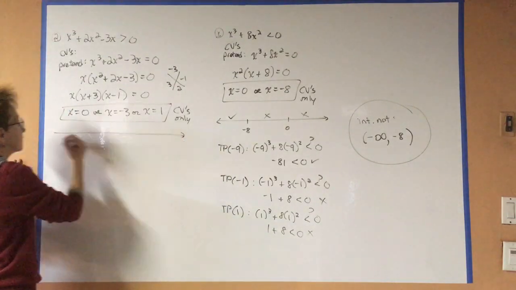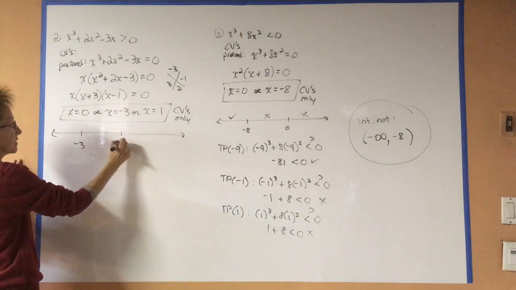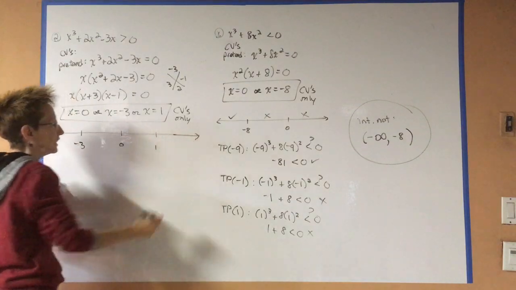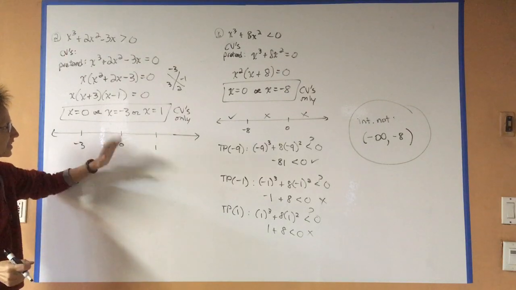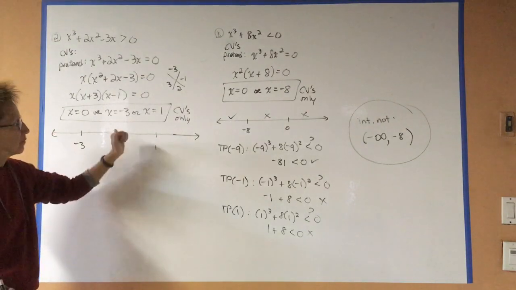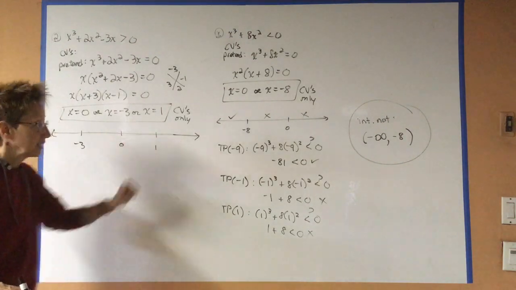I'm going to put them on my number line in order. So I've got a -3 and then a 0 and then a 1. I'm going to spread them apart so I'm not counting the little hash marks. I'm just spreading them equally apart, and I'm just thinking about picking a test point in between each one. So actually in this one I have 2, 3, 4 test points that I have to do.